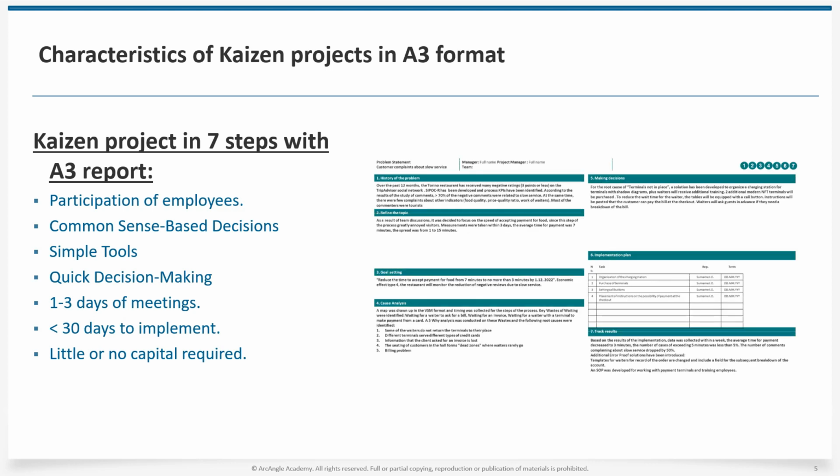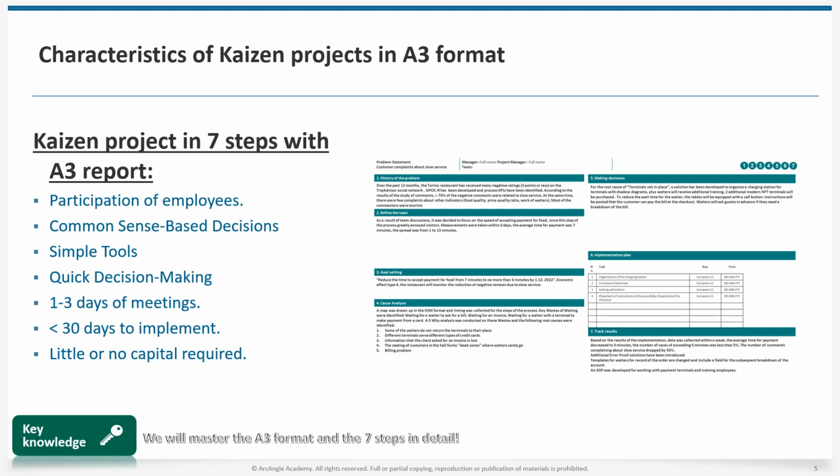This is how a completed A3 project report looks like. It serves as a comprehensive documentation of the improvement project and provides a structured overview of the problem, analysis, decision-making process, and implemented solutions. We will master the A3 format and the 7 steps in detail.